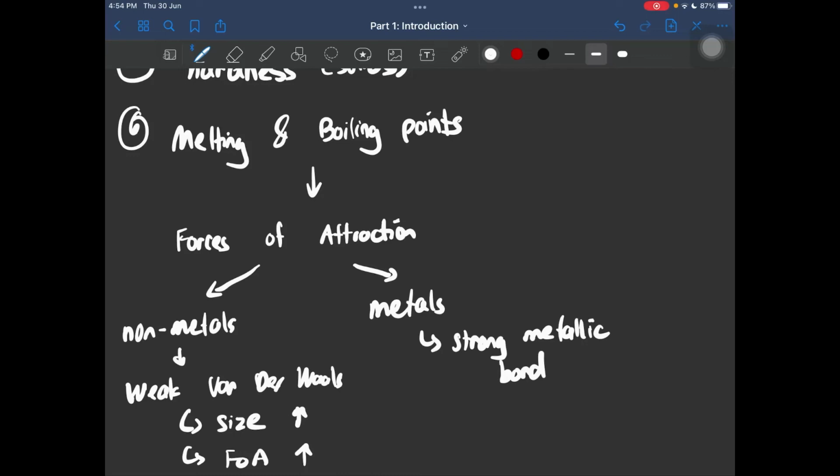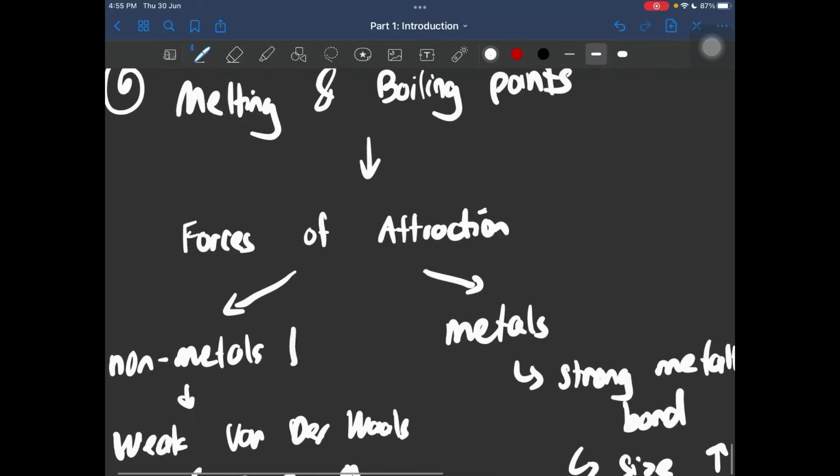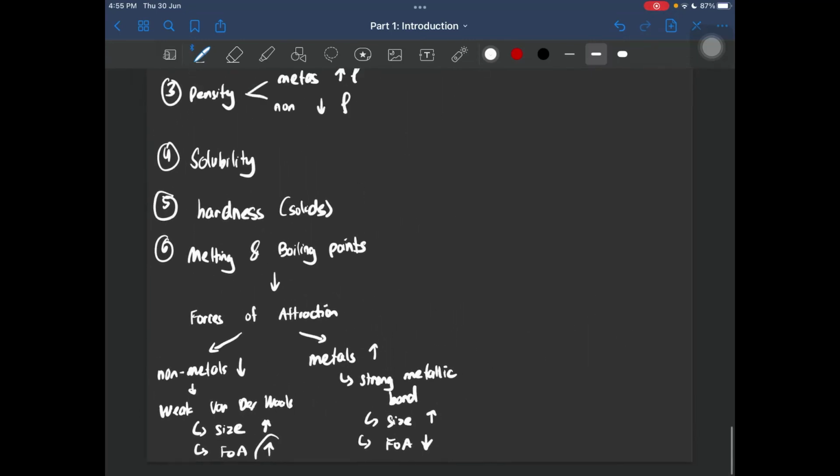Meanwhile, metals are held together by strong metallic bonds, and when the size of the atom increases, the force of attraction will decrease. You can think of this as the opposite. Van der Waals forces are weak, but when the size increases, the force of attraction increases. Metals are held by strong metallic bonds, but when the size increases, the force of attraction decreases. In general, non-metals have low melting and boiling points, while metals have high melting and boiling points.